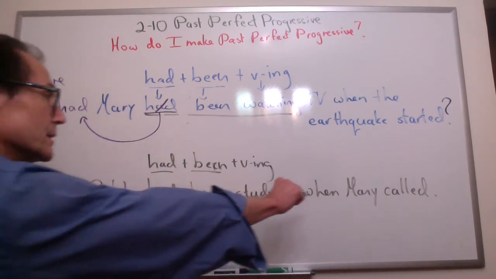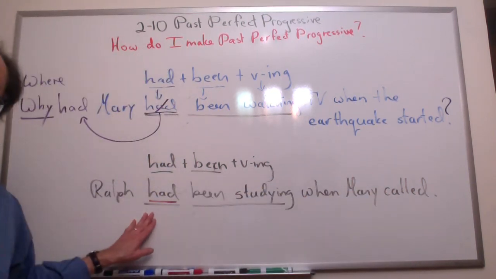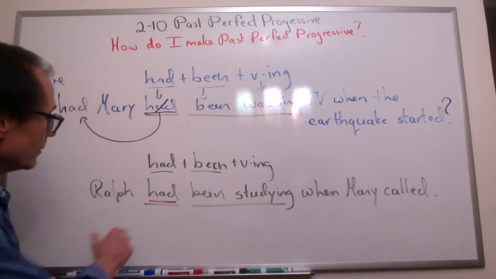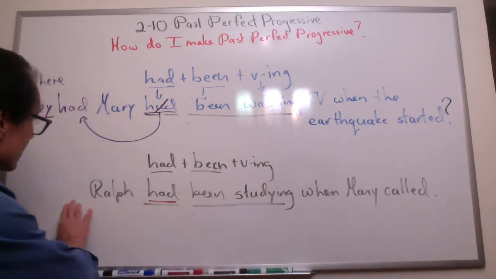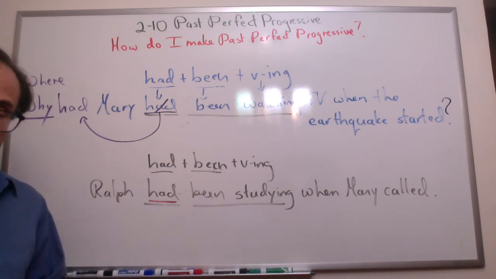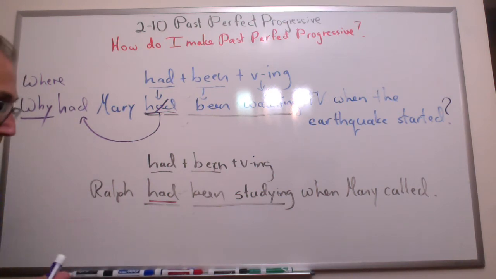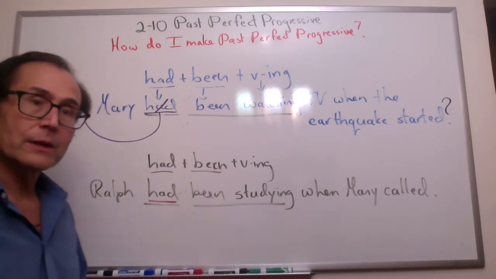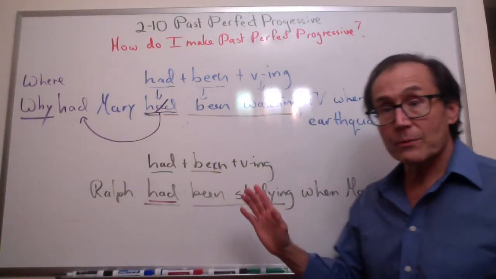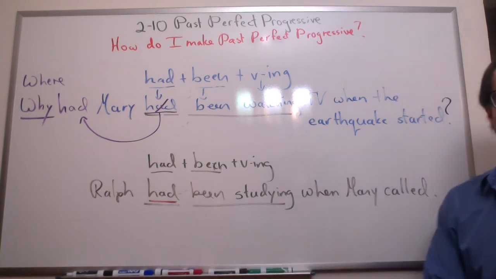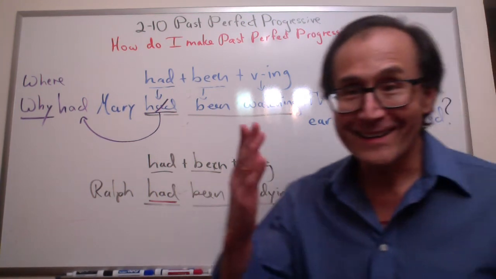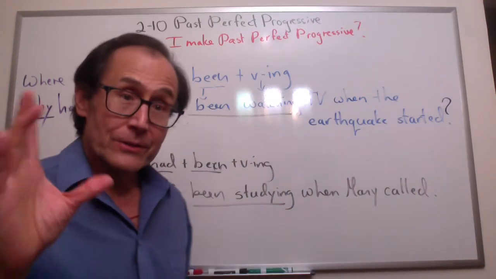Now, let's try this with the other sentence. Ralph had been studying when Mary called. First thing is, would you think for a moment and change this sentence into a yes-no question? Make it into a yes-no question where the answer will be yes or no. If you want a moment to think, you can pause the video. Okay, I imagine you're done.